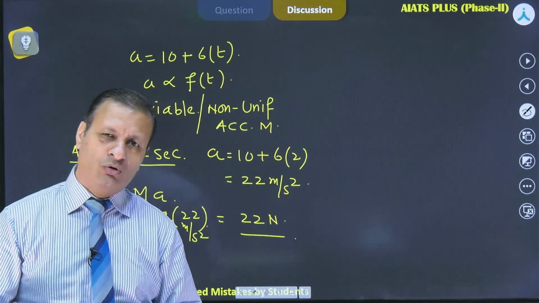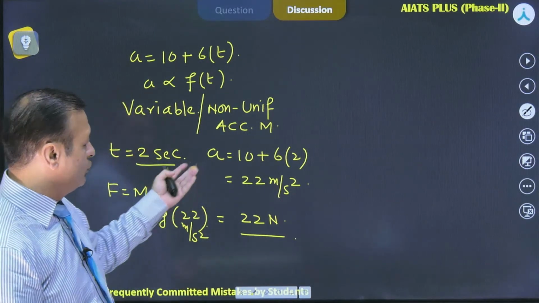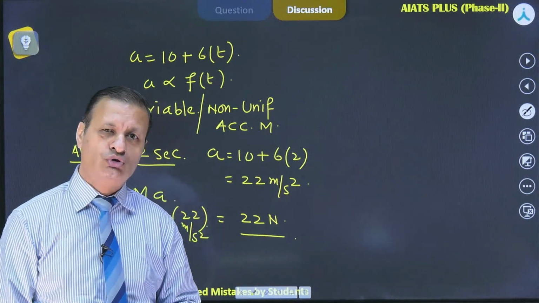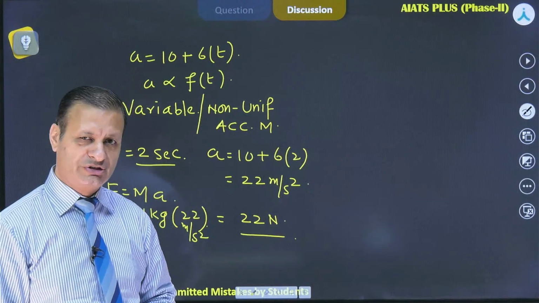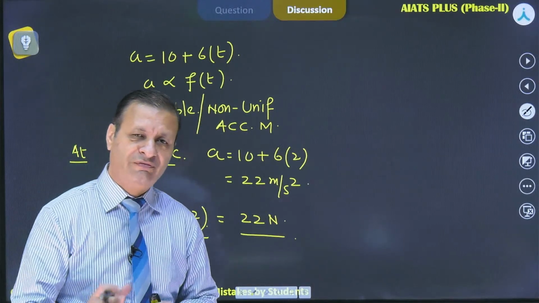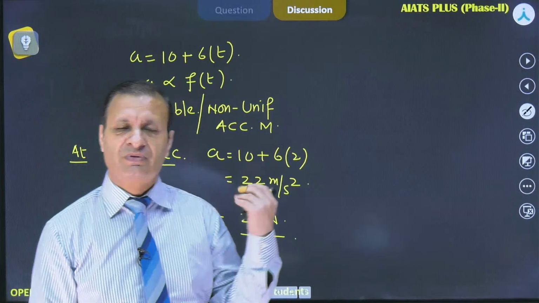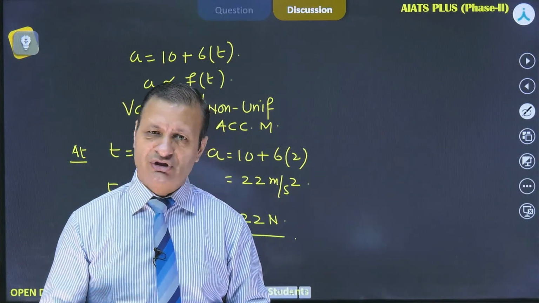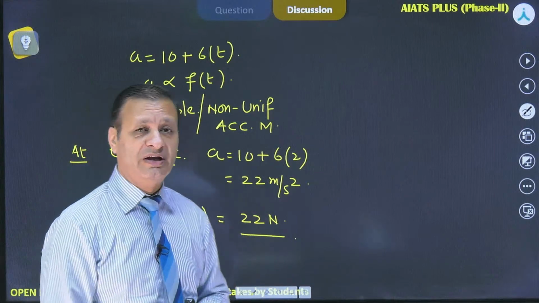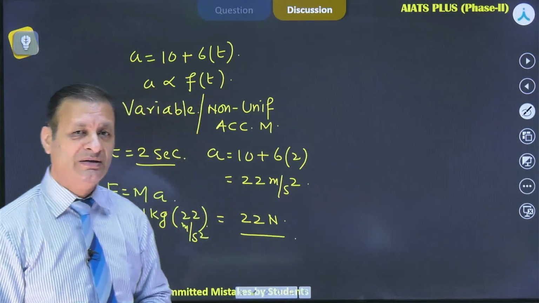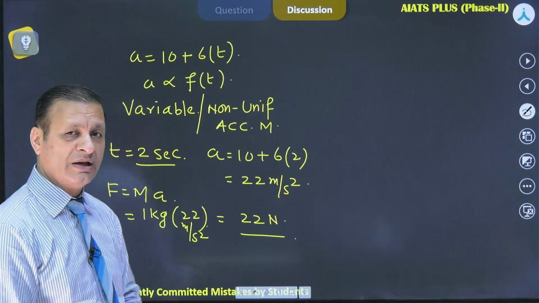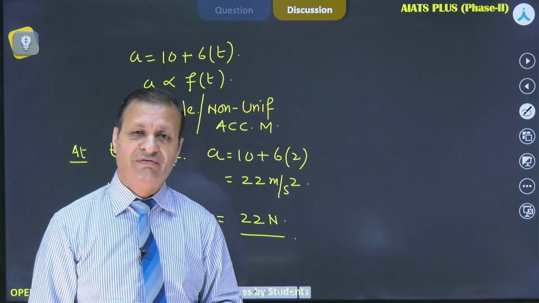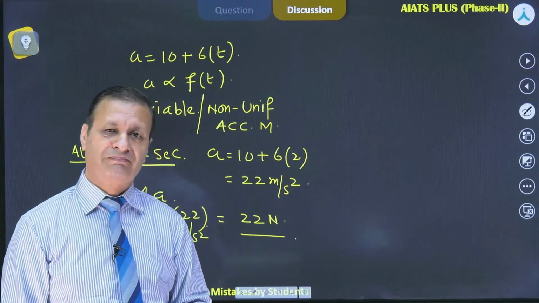So this is how you have to develop a relation, you have to develop an approach to solve these kind of questions. So the contrasting difference between these two examples: one was your actual question where you had constant acceleration, and in the second situation acceleration is a variable one. So for the variable one, the value of force would be different at different instants of time.